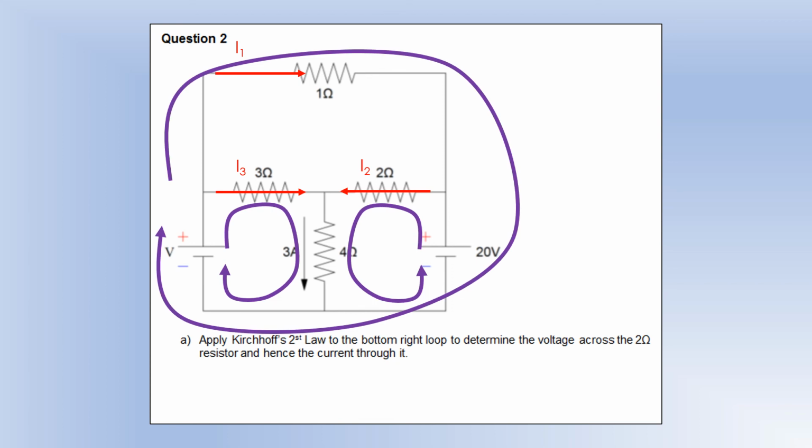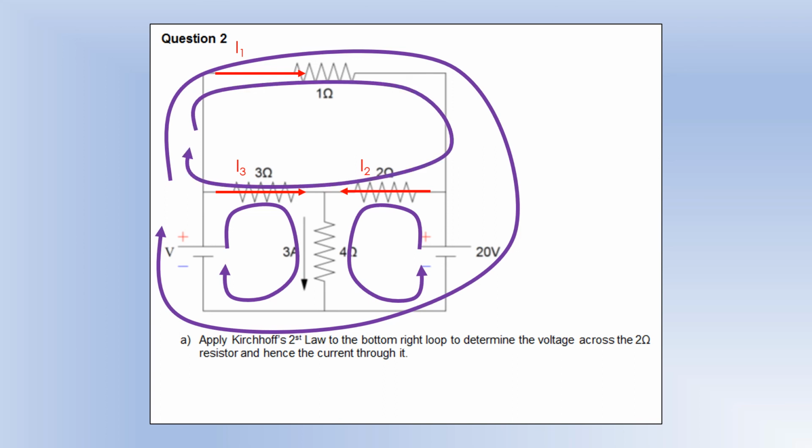So we can see that V is in the same direction as the loop, so that's positive. The potential difference across the resistor 1 is again in the same direction, so it's going to be positive. The 20 volt EMF source, however, is in the opposite direction to the loop, so that's actually going to be minus 20 volts of EMF in terms of that loop anyway.